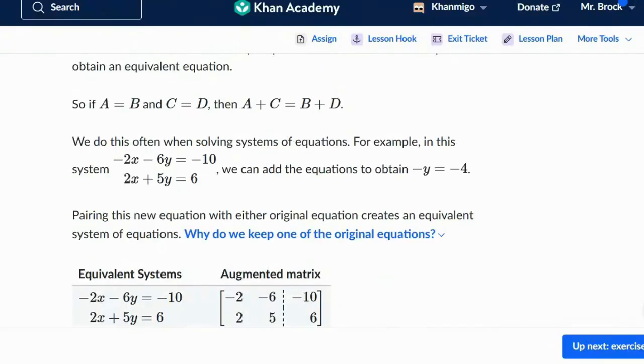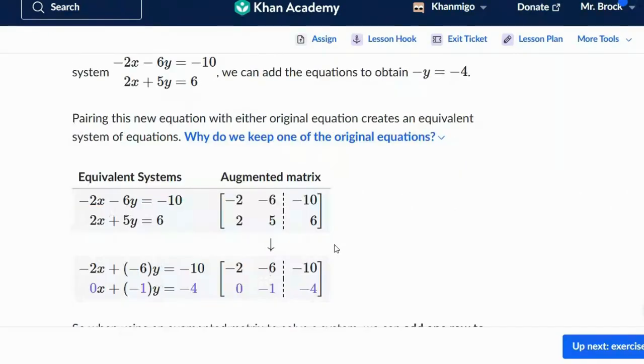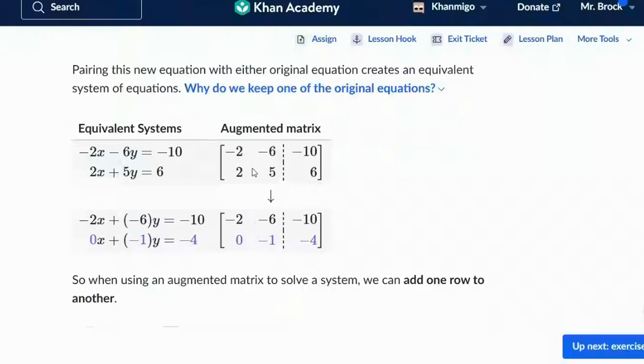So like in this system, when we add those together, because we turned that into a negative 2x, we end up with negative y equals negative 4, right? So if we had a matrix and we wanted to add two rows together, the second row would now be y equals negative 4 because the x is a 0. You see that over there too, the 0x. So that helped us simplify this matrix.